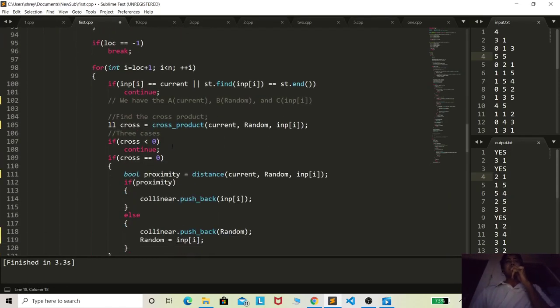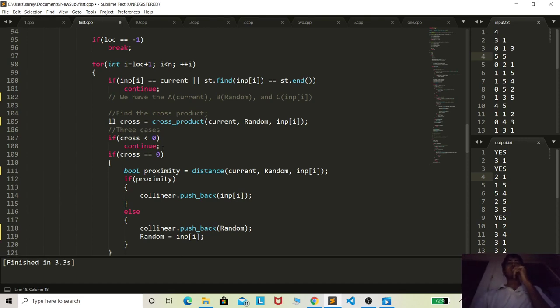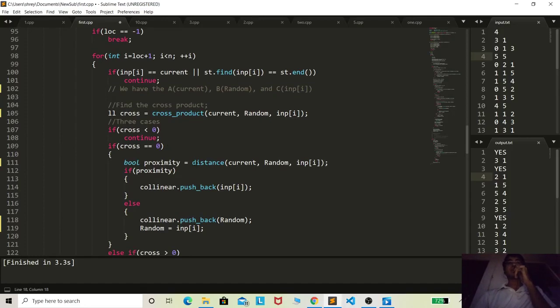So if cross product is less than 0, then the random point is a better choice than the input point, right? Because it will make a larger angle than the input point. And if cross is equal to 0, I call a function called distance, and it will return true if the input point is nearer than the random point. So if it's nearer than the random point, then I just discard it. To discard it, I'm pushing it back into this collinear vector.